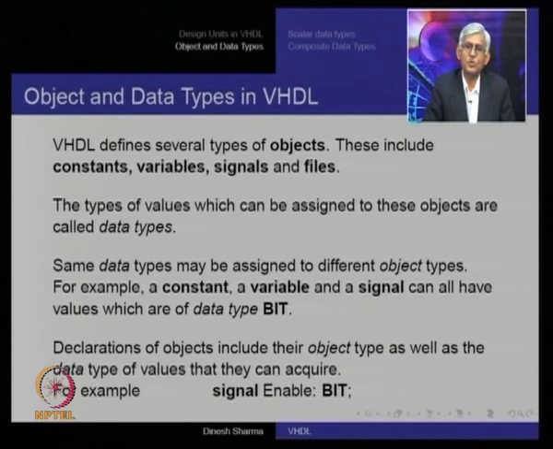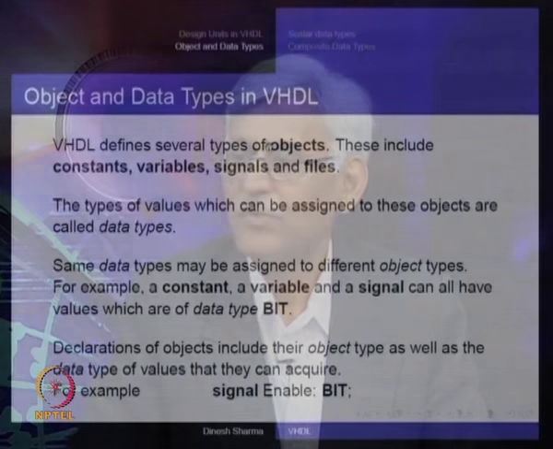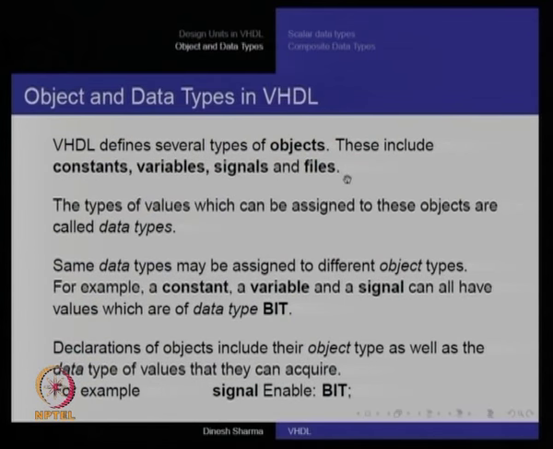Once we understand this superstructure of objects in VHDL, we should now look at objects and data types. VHDL defines several types of objects. Please be a little patient with this terminology. There are many things that we have introduced today. We have introduced various design units. Now, I am talking of objects. So, there are various kinds of objects which are included in VHDL, and these include, for example, constants, variables, signals, and files.